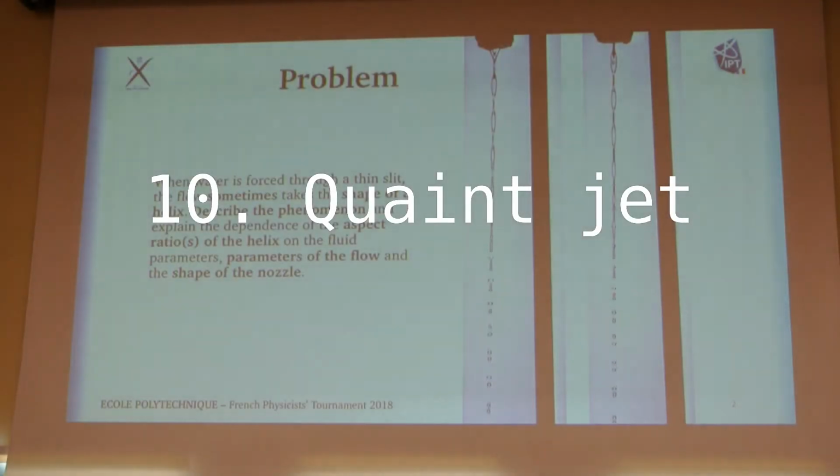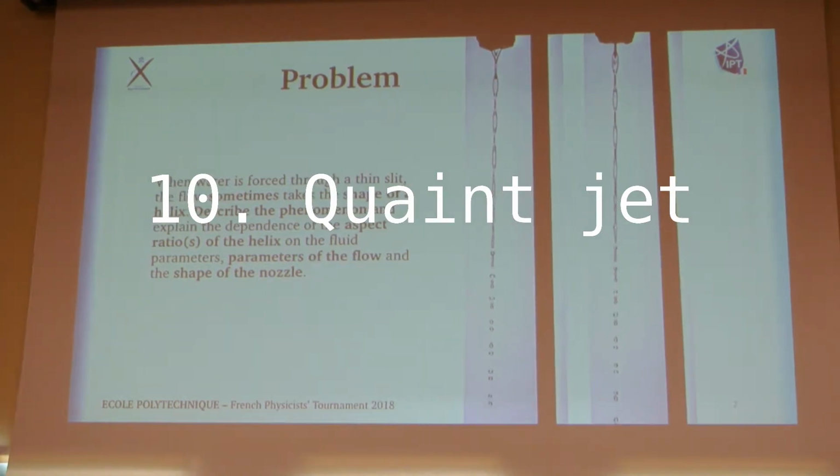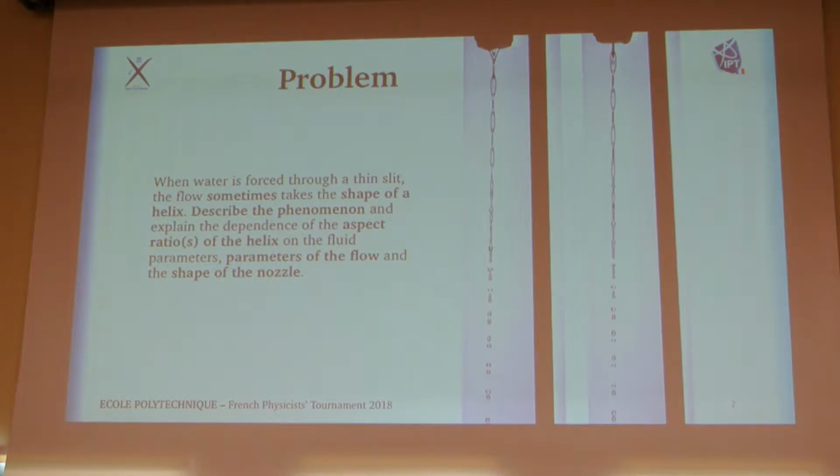The problem is Quaint jet, so I'm just going to remind you of the problem. When water is forced through a thin slit, the flow sometimes takes the shape of a helix. Describe the phenomenon and explain the dependence on aspect ratio of the helix, parameters of the flow, and shape of the nozzle.